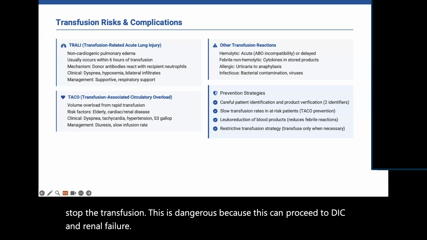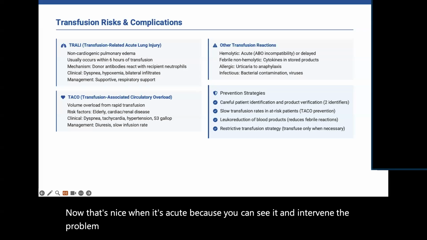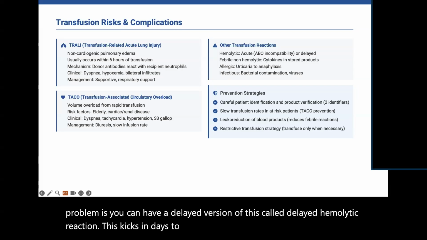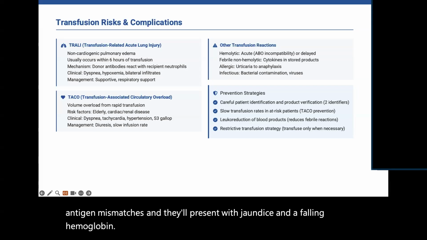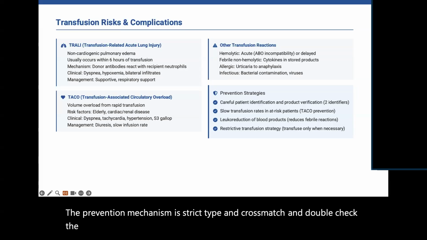Now, that's nice when it's acute because you can see it and intervene. The problem is you can have a delayed version of this called a delayed hemolytic reaction. This kicks in days to weeks later. This can happen from minor antigen mismatches, and they'll present with jaundice and a falling hemoglobin. The prevention is strict type and cross-match and double-checking the blood at the bedside.